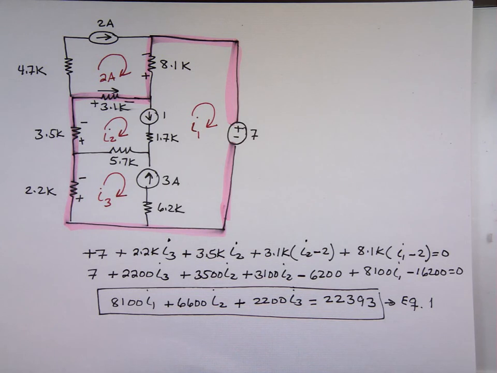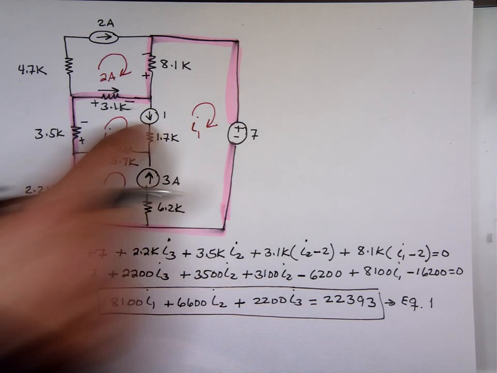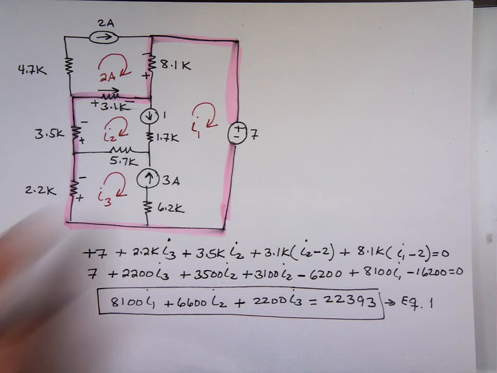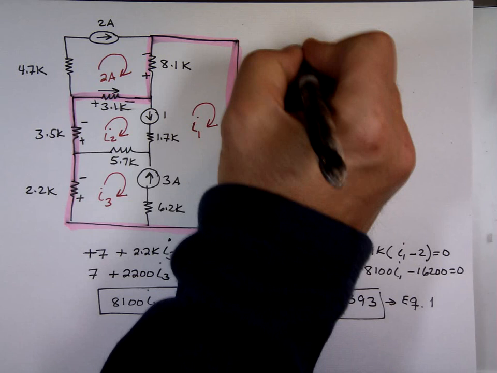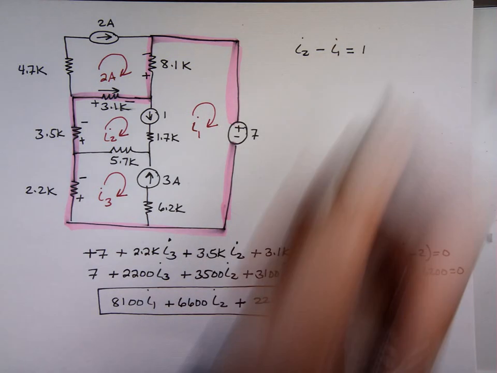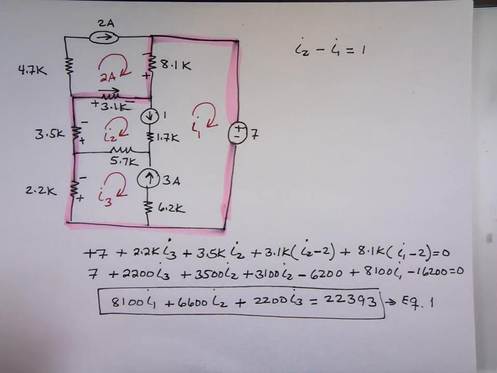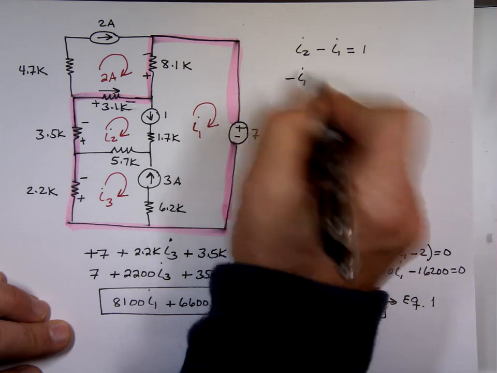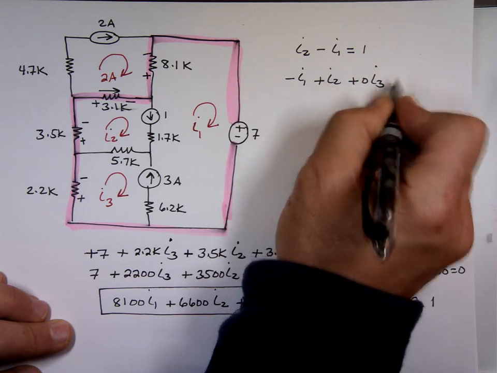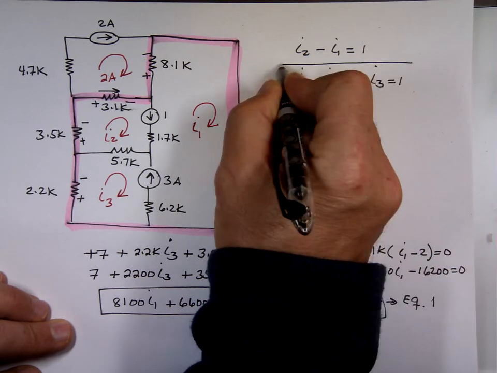And that's the only mesh I can write. Well, obviously I got 3 unknowns. I need 2 more. Now we start looking at these current sources. I sub 2 minus I sub 1 equals the 1 amp, right? So I sub 2 minus I sub 1 equals 1. So let me clean that, just write them in order. Negative I sub 1 plus I sub 2 plus 0 I sub 3 equals 1. That's another equation, EQ2.